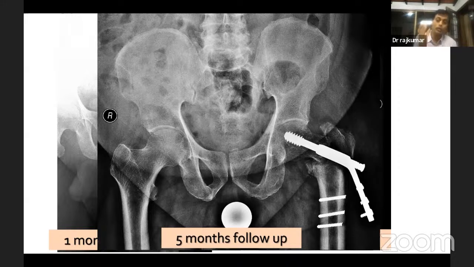If you make a very big hole, then the whole area will fracture once you start doing a THR. So you have to be very careful. So gently remove. You have to spend some time. So make sure you are ruling out infection.